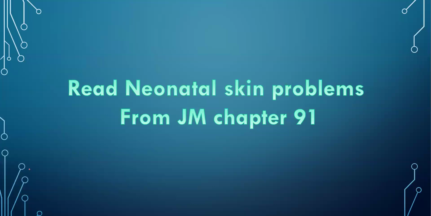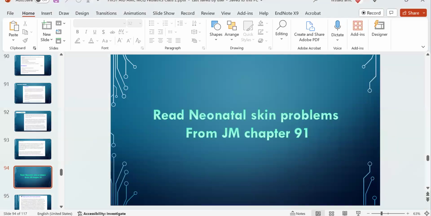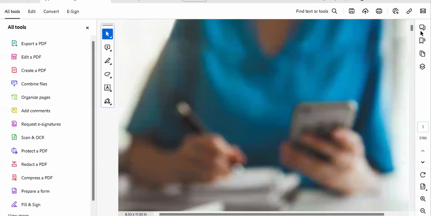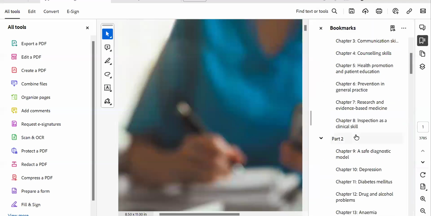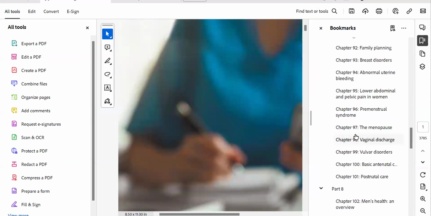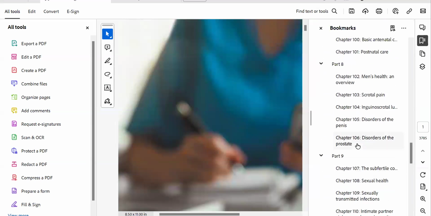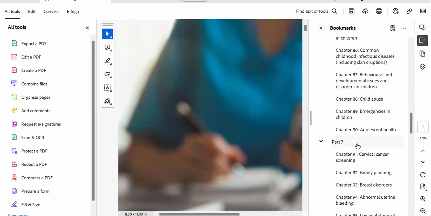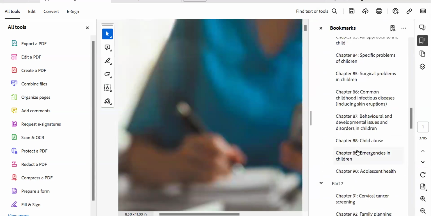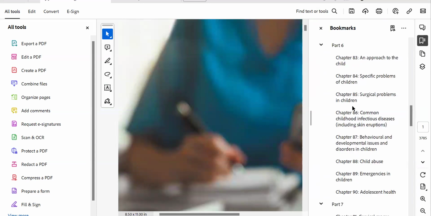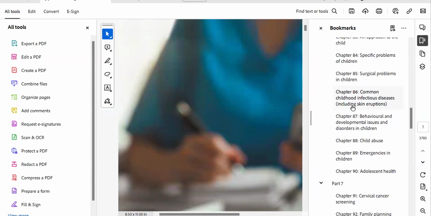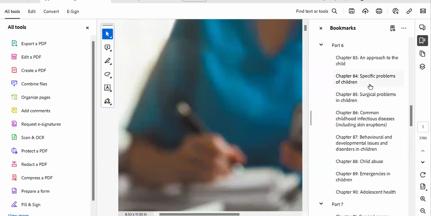Now, read Neonatal Skin Problem from John Motak, chapter 91. Now, it is not chapter 91 anymore because it was from the James 7th edition, but you open the 8th edition. Okay, so far we have discussed about this specific problem in children.